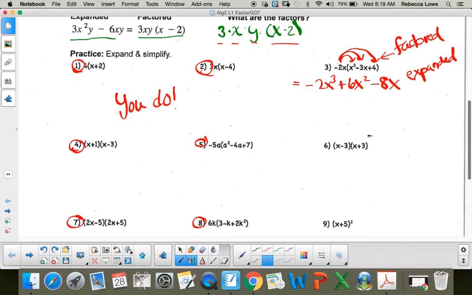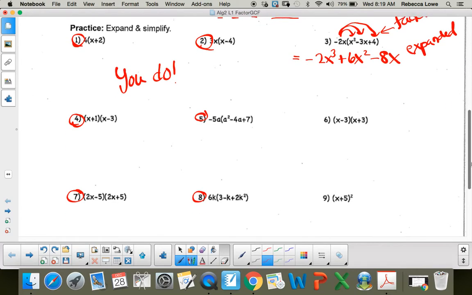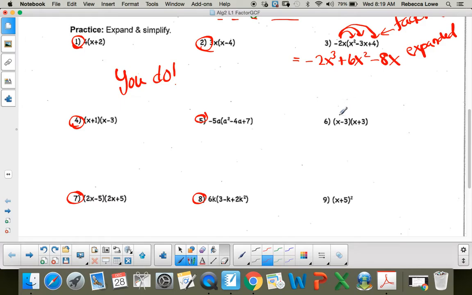So for 6, we're going to do double distribution. A lot of people remember it as FOIL. You multiply each term in the first factor by each term in the second factor. So I start with x times x, which is x squared. Then I do x times positive 3, which is positive 3x. Then I do negative 3 times x, which is negative 3x. And negative 3 times positive 3, which is negative 9.